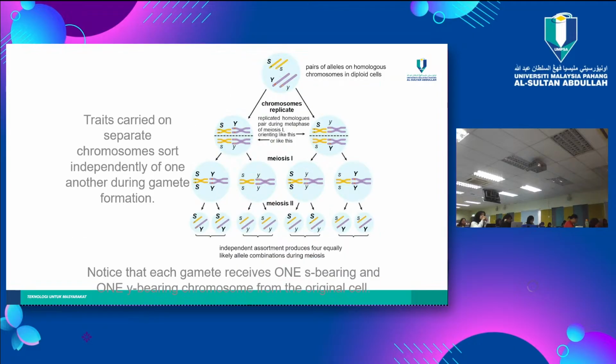Okay, so what happened in these traits on separate chromosomes? They sort independently of one another during gamete formation. So you can see the condition is the alleles are on different chromosomes. If the alleles are on the same chromosome, this law doesn't apply. So look at the question carefully when you use these working models for solving the question. First you must understand that the alleles are carried on separate chromosomes, and they are going to sort independently during gamete formation.